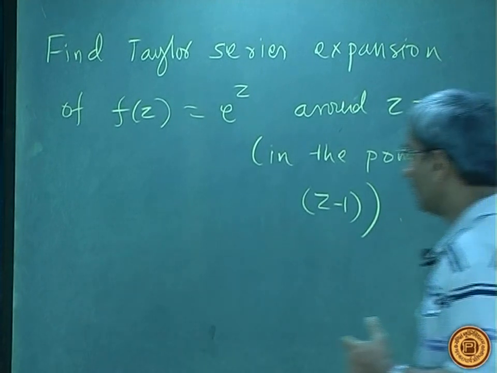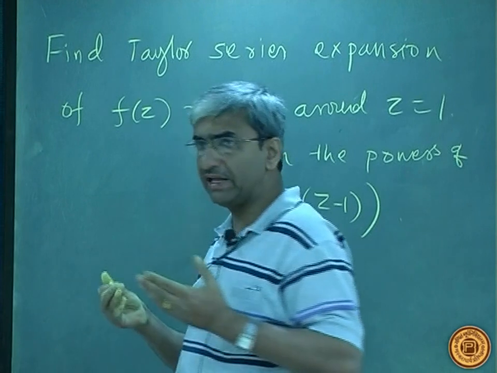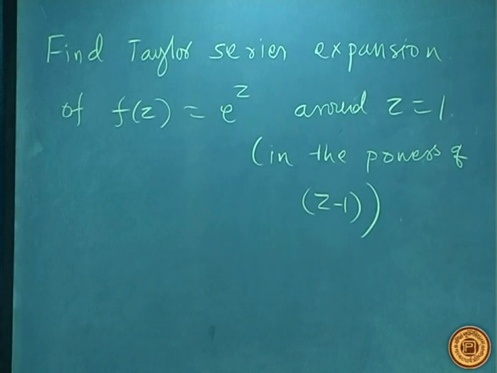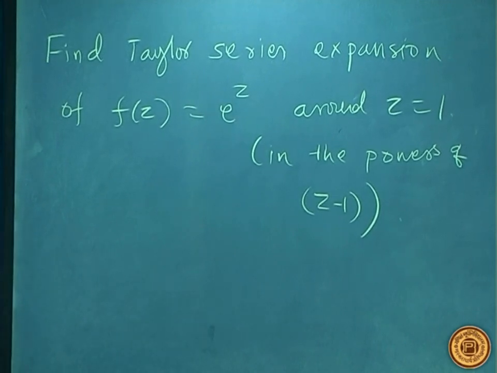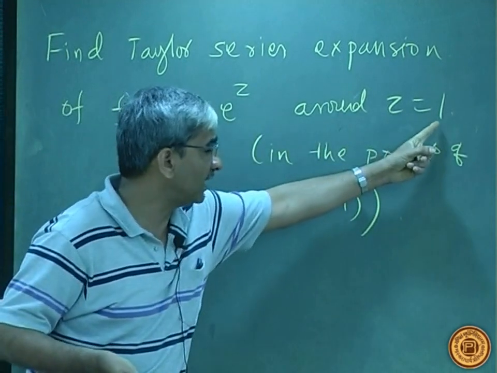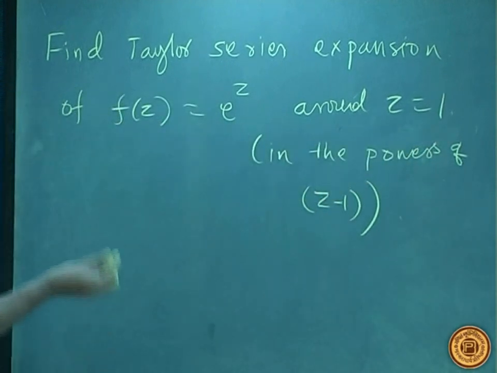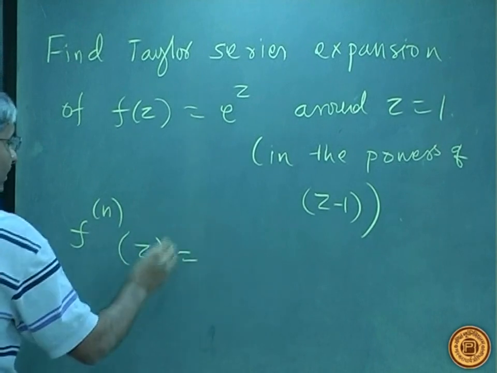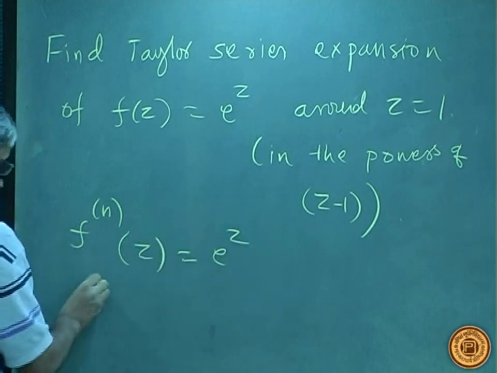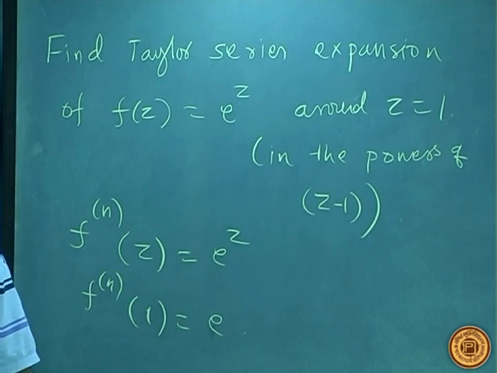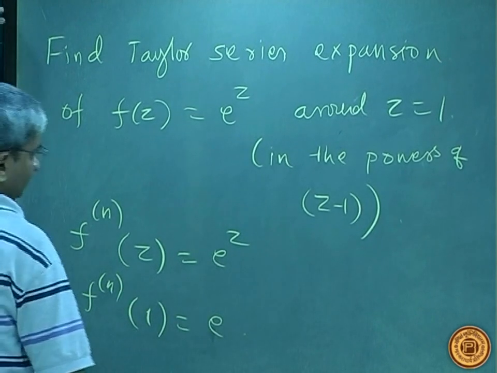Now what is the formula? For any point z0, it is the nth derivative at z0 upon factorial n. So if you find the nth derivative of a function at that point, then it is just a matter of substitution. The function is there, the point is given. So can we find the nth derivative of this function at point 1? Yes, because e to the power z, no problem. The nth derivative of f at z is actually e to the power z, and evaluated at 1 there is no problem, it is e always. All the time it is e.